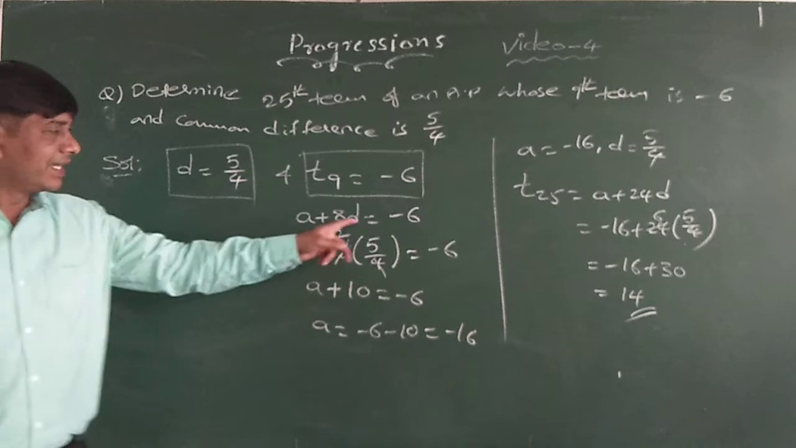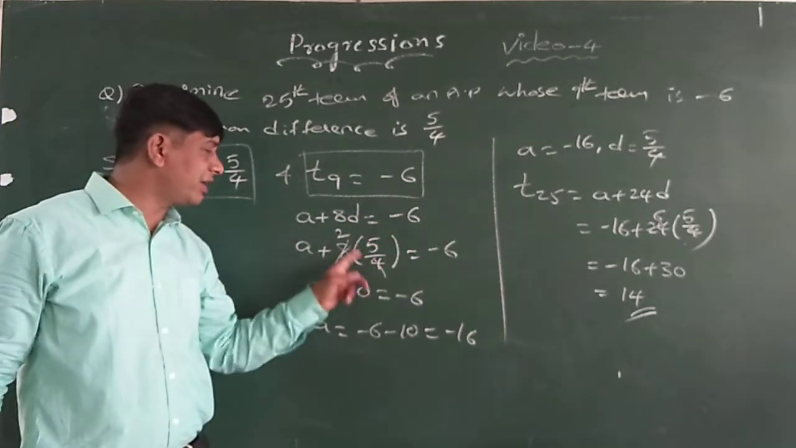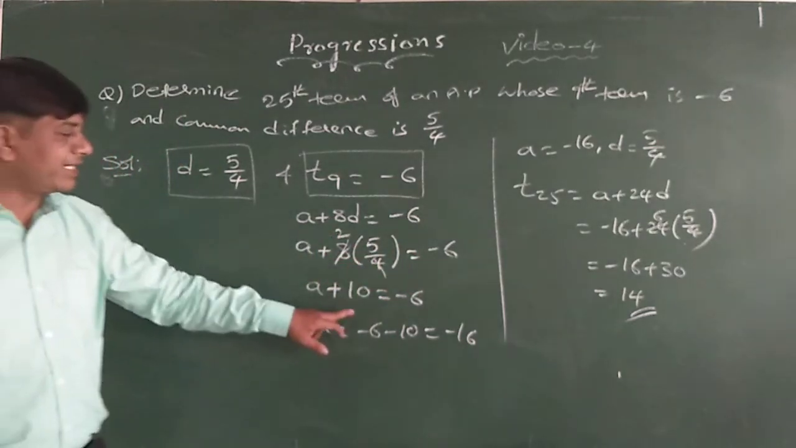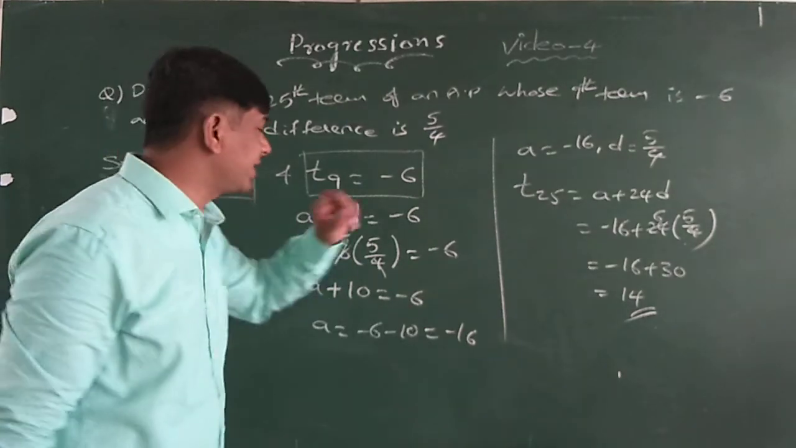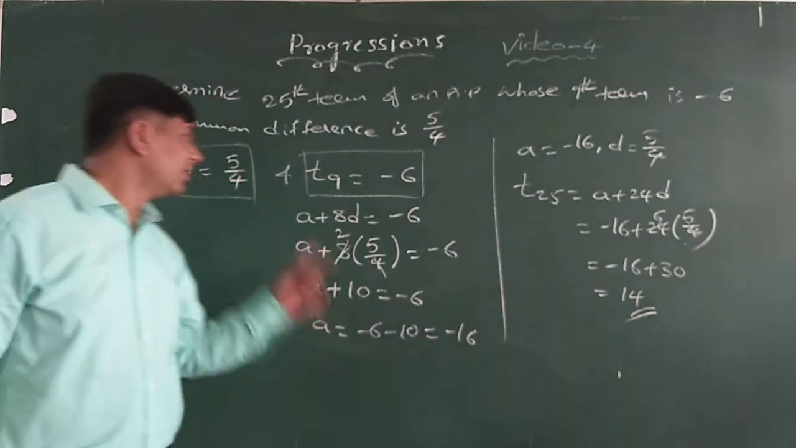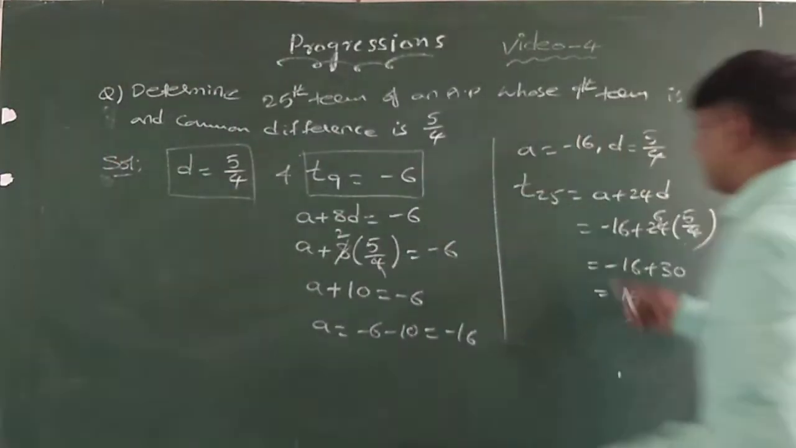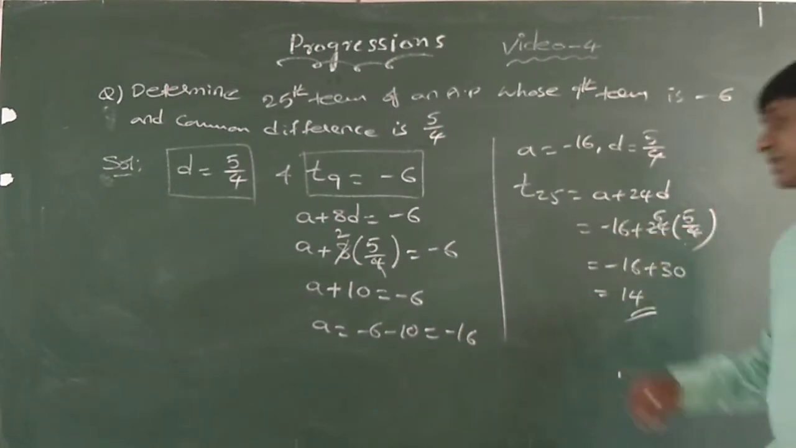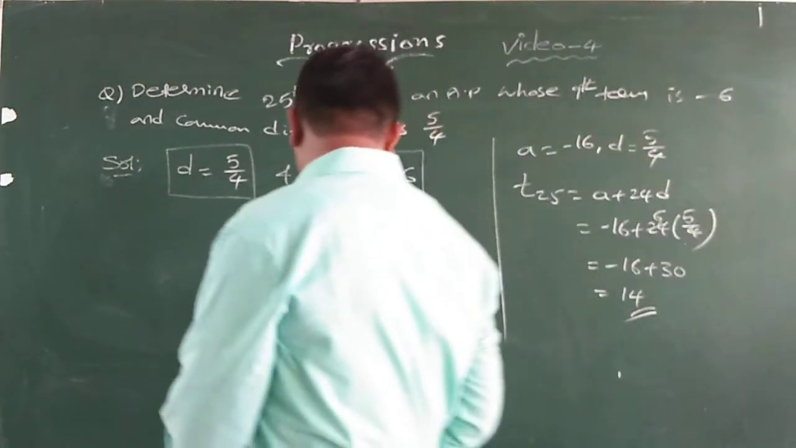A plus 8d is equal to minus 6. A plus 8 into d value 5 by 4 is equal to minus 6. 4 ones 4, 4 twos 8. A plus 10 is equal to minus 6. A is equal to minus 6 minus 10, minus 16. Now I got A value, D value already they given. Substitute these values. T25 is equal to A plus 24d, minus 16 plus 24 into 5 by 4. 4 6s are 24, 6 5s are 30. 30 minus 16 is 14. Okay.